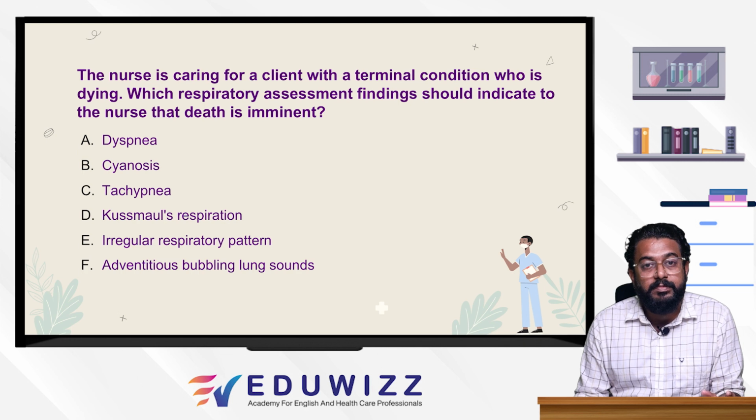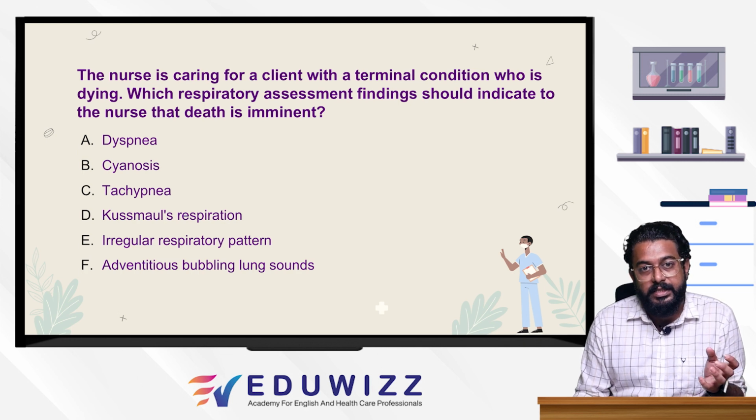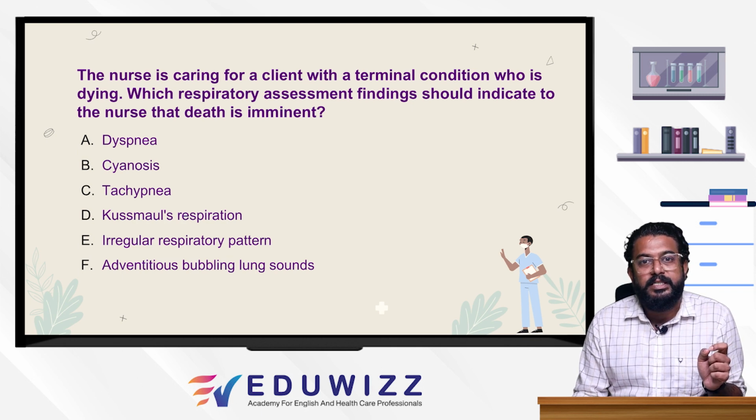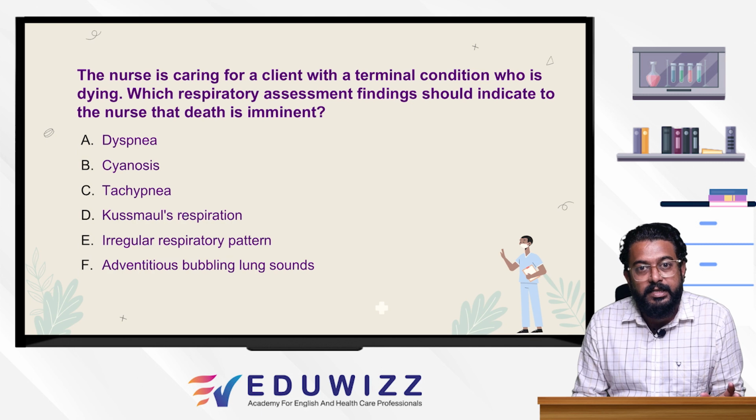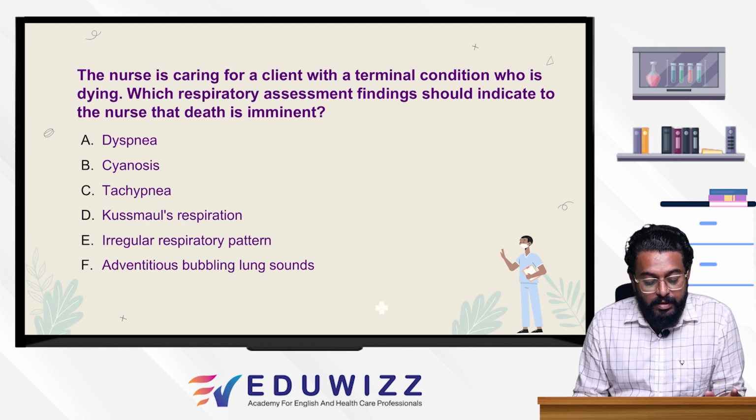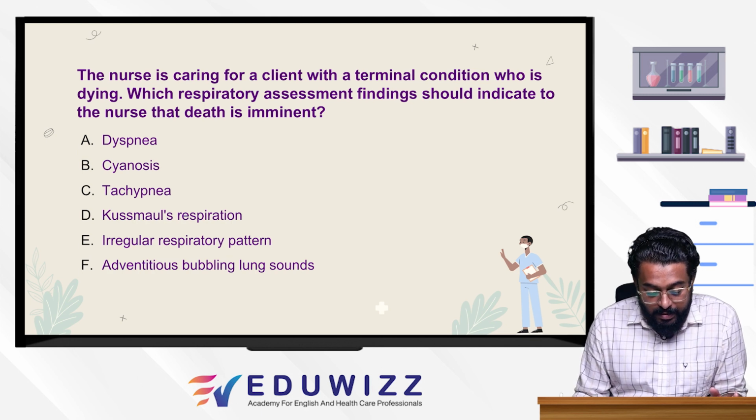Okay, adventitious means abnormal or dangerous lung sounds. Bubbling lung sounds indicate crackles, which is commonly seen in pulmonary edema. So here the question is about the respiratory assessment findings that indicate death is imminent. Okay, so let's see what are the serious symptoms here.